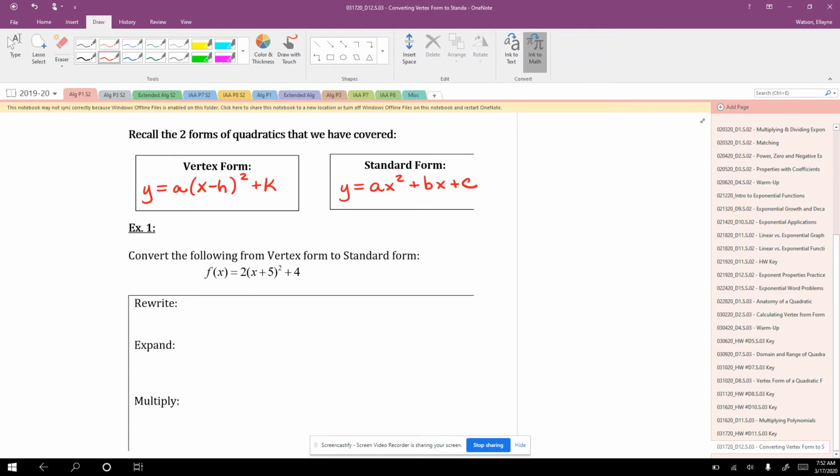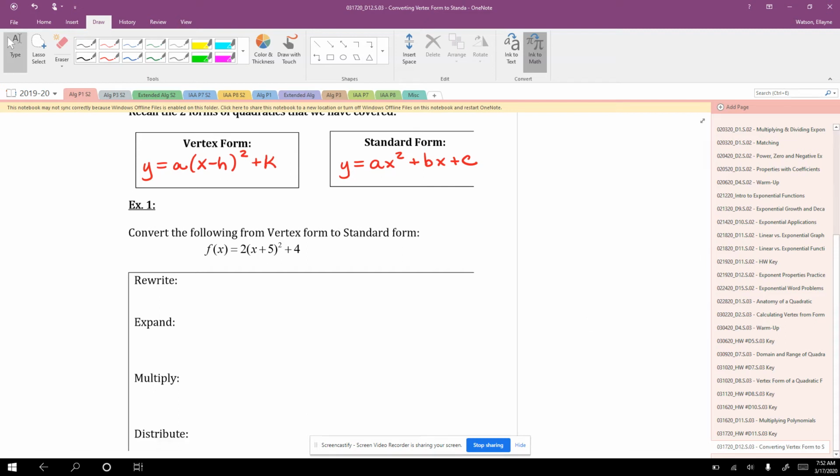So the first we have here the function f of x is equal to 2 times the quantity x plus 5 squared plus 4. So first, let's just go ahead and rewrite this. We're going to worry about just the function at this point. You don't need to worry about the f of x right now. And then we want to expand the binomial, the x plus 5 quantity squared. And this is some of the stuff we covered in the previous lesson.